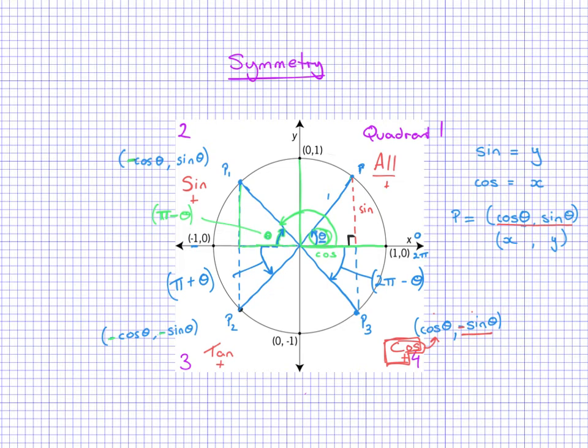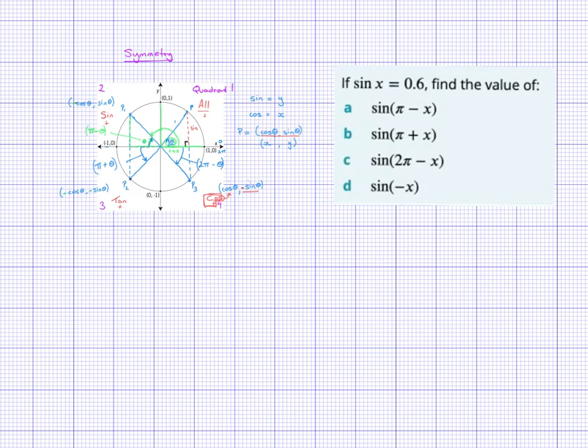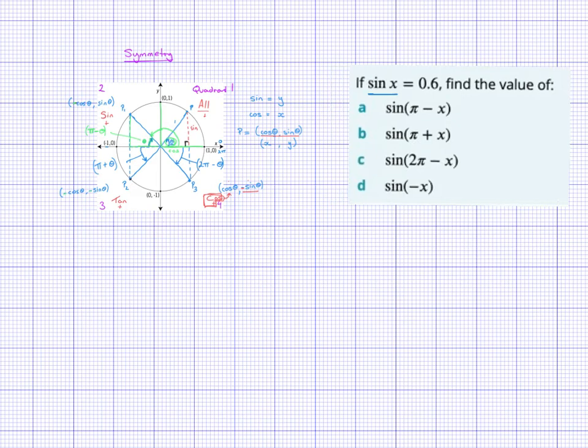Okay, so here are a few examples. It says if sine x equals 0.6, find the value of sine of pi minus x. So a quick sketch of the unit circle shows us that pi minus x is this angle here. All right, I know the sine of x is already 0.6, and because this x is the same as that x, I know that the sine value stays the same.